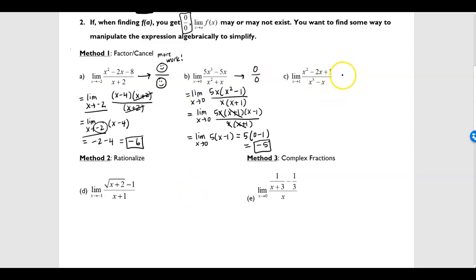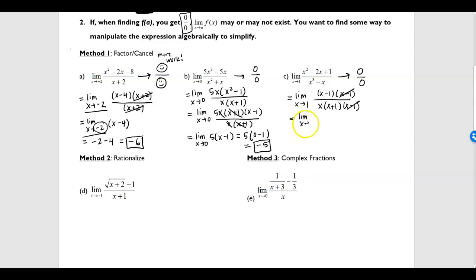All right, I hope you were able to try to get this on your own. If I evaluate this at 1, I do get 0 over 0, which tells me there's something else I need to do. So we're going to factor. The numerator factors into x minus 1 times x minus 1. The denominator is x times x squared minus 1, which would factor into x plus 1 times x minus 1. Now I can see what will cancel. Just the x minus 1s.